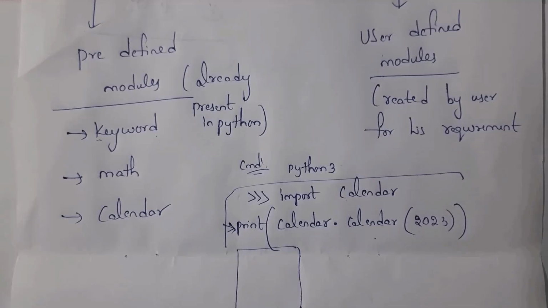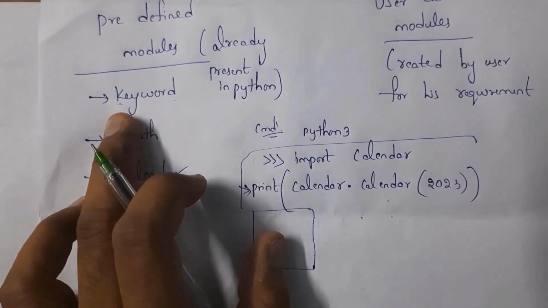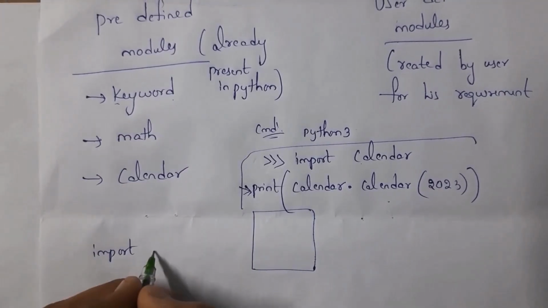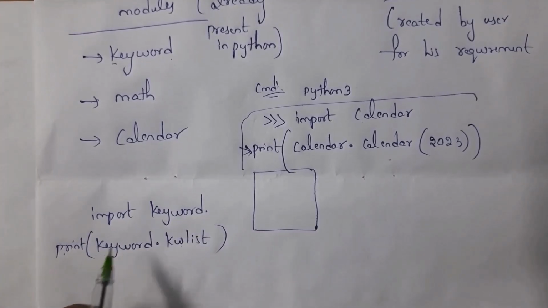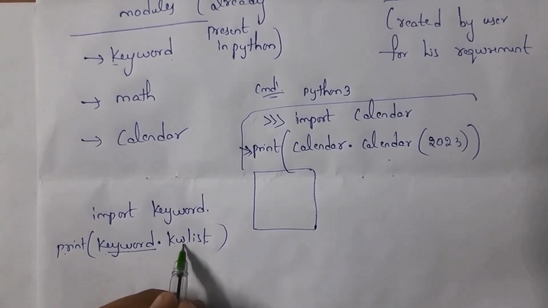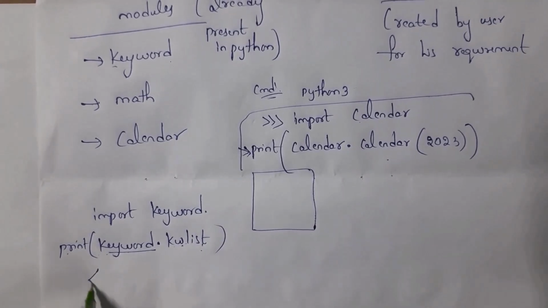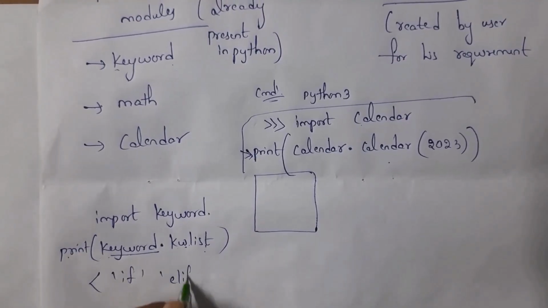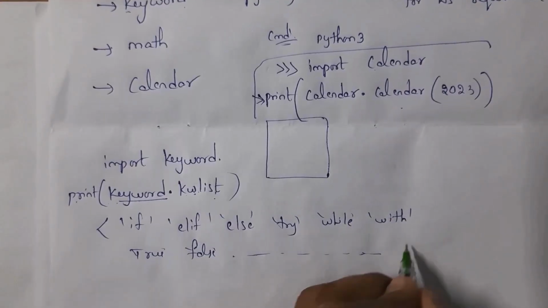And next I will explain the use of the keyword module. The keyword module is used to identify keywords that are supported by Python. In total there are 33 keywords supported by Python. In order to print them, write import keyword. After that, write print, and inside the print function write keyword.kwlist, where keyword is the module name dot kwlist. kwlist is nothing but keyword list. It will print all those 33 keywords like if, elif, else, try, while, with, True, False, and so on.